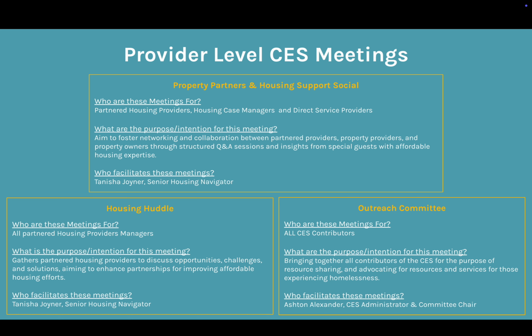The Housing Huddle is for just the housing provider managers, and this is to discuss opportunities, challenges, and solutions aiming to enhance partnerships. The Outreach Committee meetings are for all the coordinated entry contributors. There are no other meetings scheduled during this week to encourage everyone to attend. Here's where we resource share, advocate for resources, and advocate for services for those experiencing homelessness.